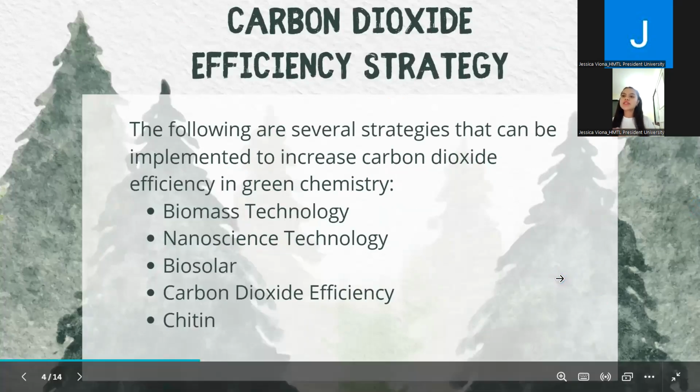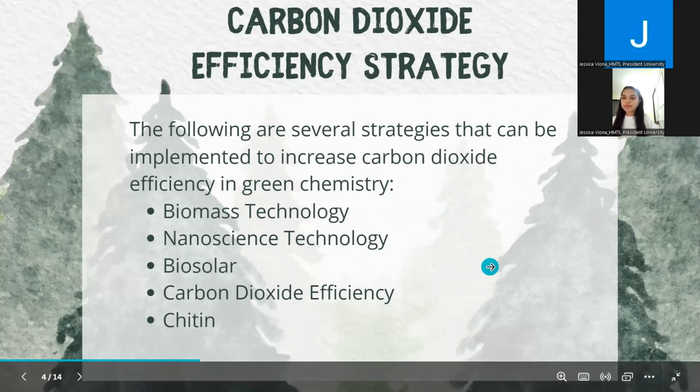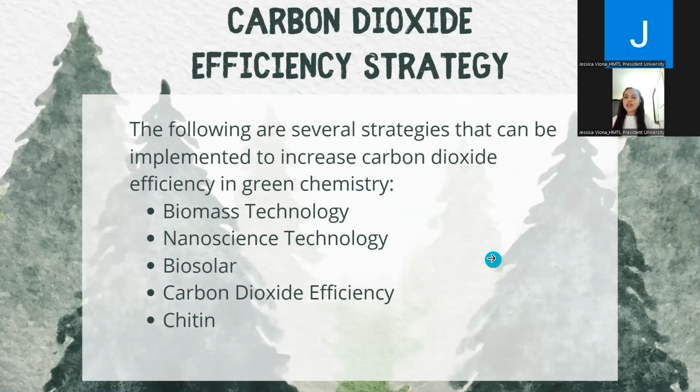Carbon dioxide efficiency strategy. The following are several strategies that can be implemented to increase carbon dioxide efficiency in green chemistry. The first one is biomass technology: the use of biomass technology for the synthesis of renewable fuels in a sustainable manner, reducing dependence on fossil fuels and carbon dioxide emissions.